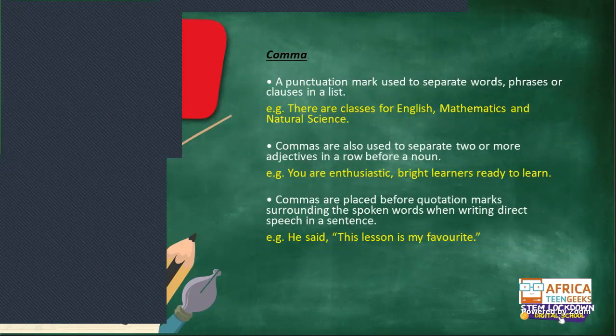So you realize there that English, mathematics, and natural sciences are different subjects, different classes. Therefore, we use the comma to separate them. So there are classes for English, comma, mathematics, and natural science. That comma there serves to show us that English and mathematics are not the same things. They are two different things, and by using that comma, we are separating them to show that these things are different.